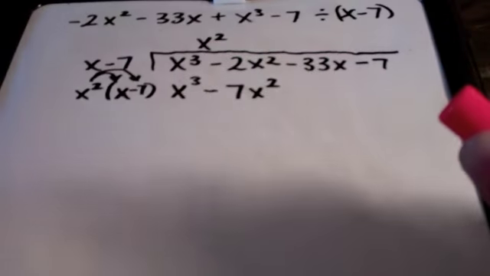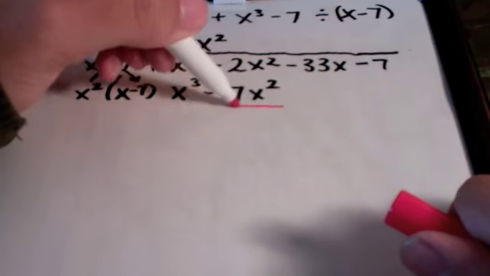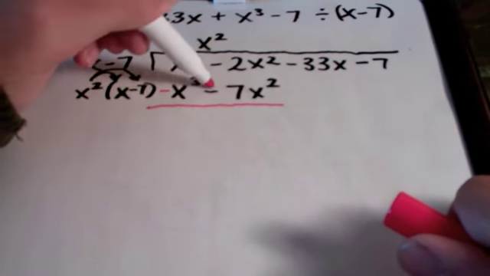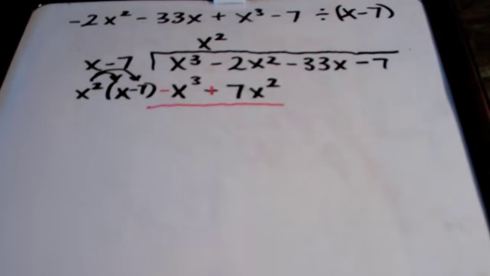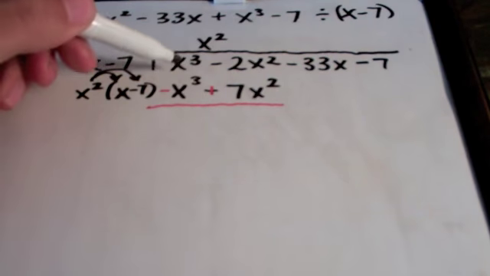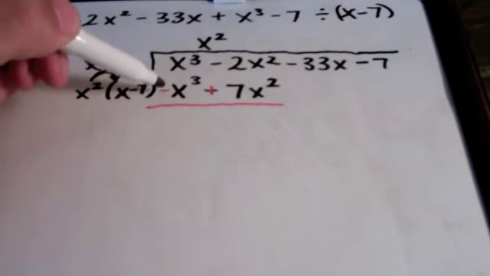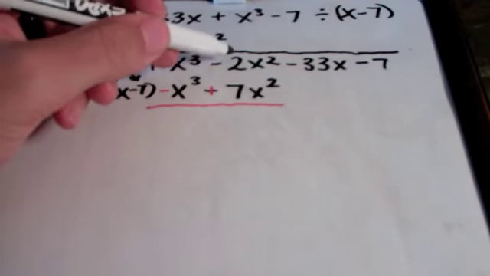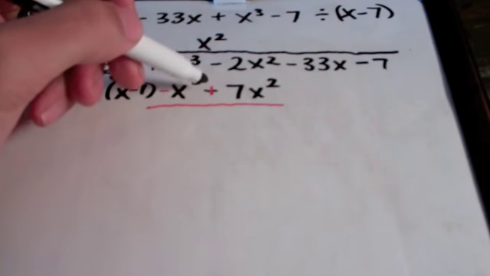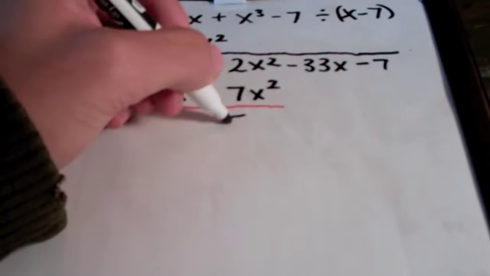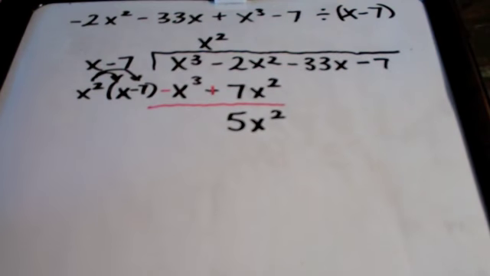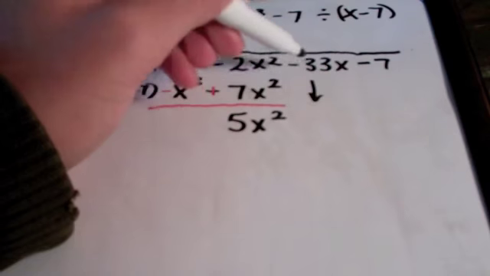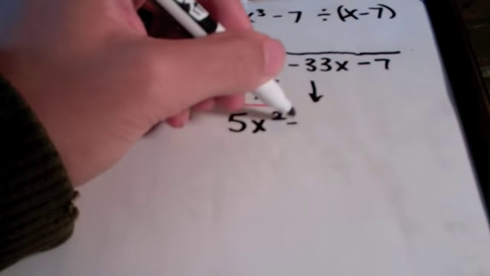Once we get our two terms, we can draw a line and change the signs. So if we did this correctly, the term to the furthest left should cancel. So we have x cubed minus x cubed, that's 0. Negative 2x squared plus 7x squared is going to be a positive 5x squared. Just like in regular long division, we bring our next term down with its sign. So this is a minus 33x.